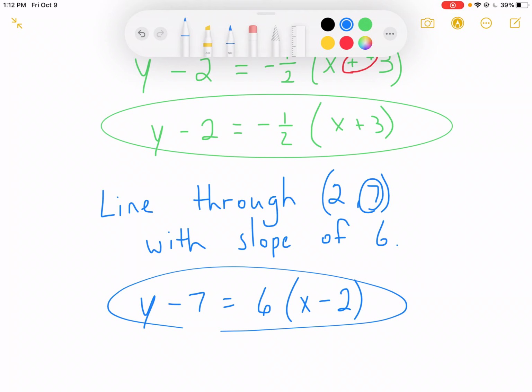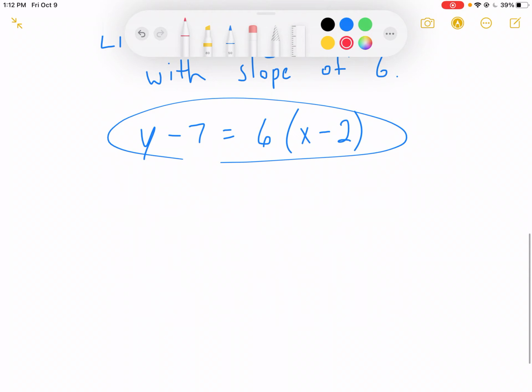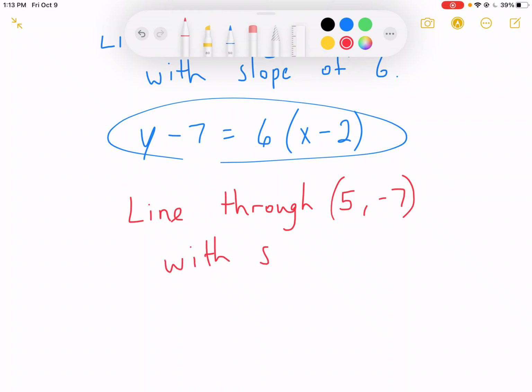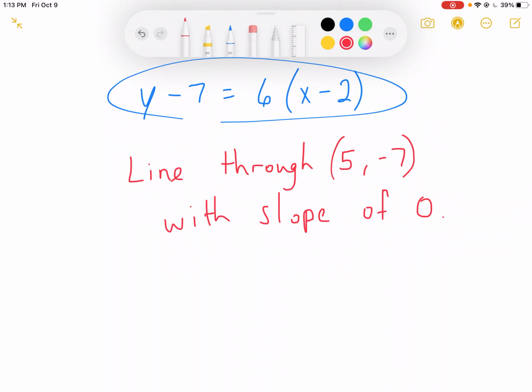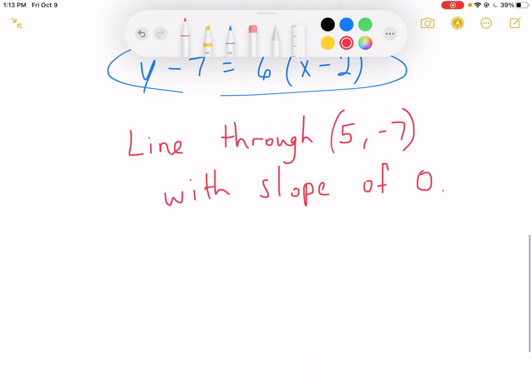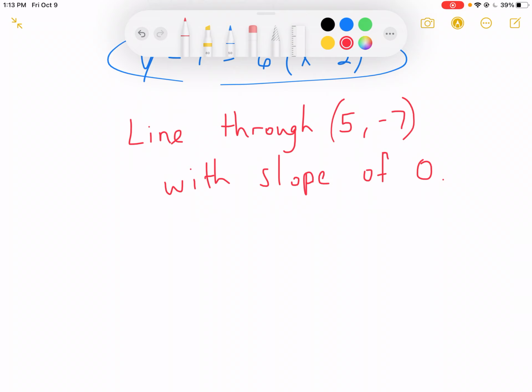Couple things you will see that are a little bit different or tricky. Sometimes you will have slopes that are a little bit more unusual than what we've seen so far. Okay, so you might have a line through 5 comma negative 7, and then with slope of 0. Okay, now this one looks tricky, but really, once you get the hang of it, I think you're going to find it pretty easy. Okay, so let's plug it in like we've been doing.